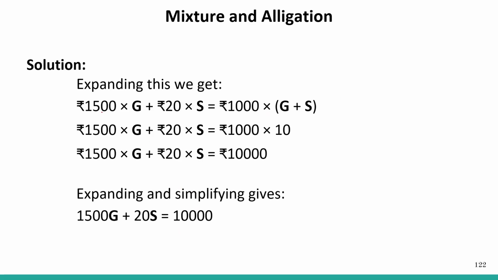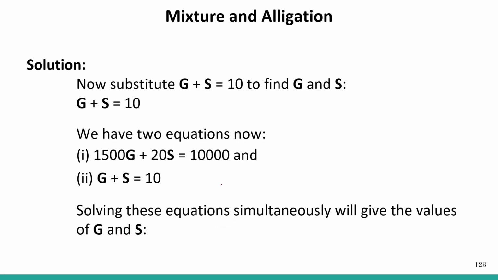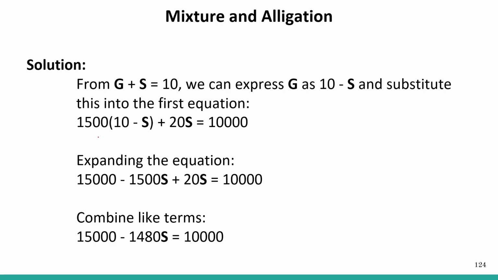So 1500 into G plus 20 into S is equal to 1000 into (G plus S). So 1500 G plus 20 S is equal to 10,000, right? Given that G plus S is equal to 10, we can substitute G plus S equal to 10 in the solution. So solving these two linear equations, what we are left with is this.